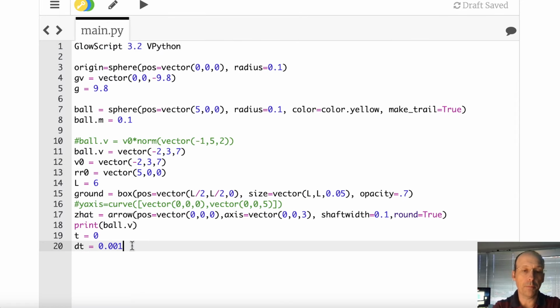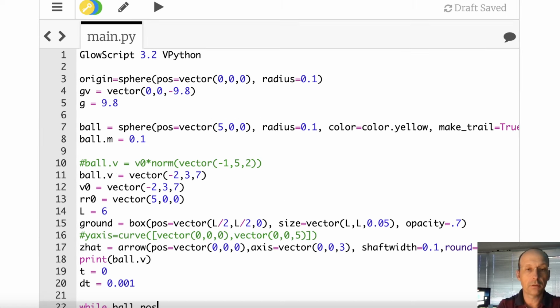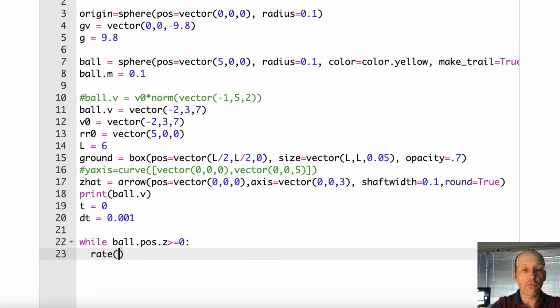So I put a time step of 0.001. Let's say while the ball's above the ground. So I can say while ball.pos.z, remember z is the vertical direction, is greater than or equal to 0, rate 1000. Rate tells Python to not do more than 1,000 calculations per second. And since I have a time step of 1/1000th of a second, this would run in real time, if possible.